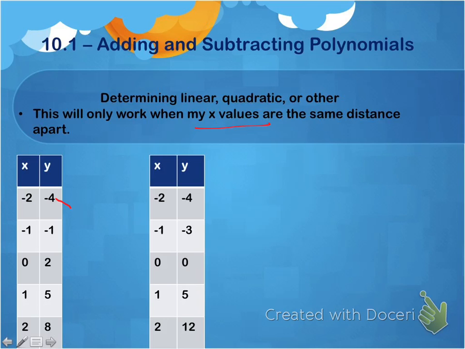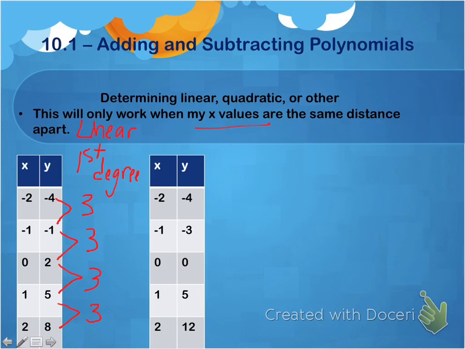They're all 1 apart. So to get from -4 to -1, I go up by 3. From -1 to 2, I go up by 3. 2 to 5, I go up by 3. 5 to 8, I go up by 3. Since I'm getting the same number each time, and this is my first column of finding the difference, this would be a first-degree equation. Since it's first degree, that also means that it's going to be a linear equation. So just like we worked with first semester, y equals mx plus b, all linear equations.